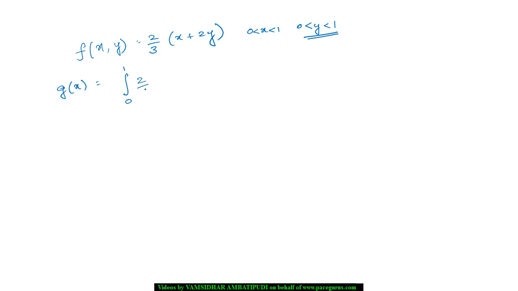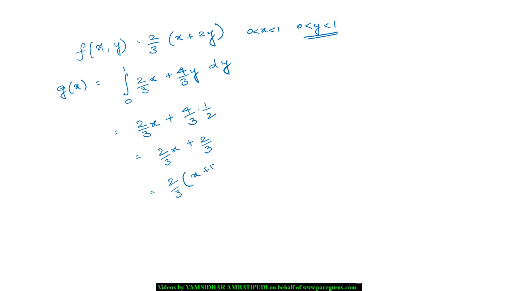2 by 3x plus 4 by 3y, and I'll integrate it only with respect to y. So it becomes 2 by 3x, y between 0 and 1 gives 1, and 4 by 3, y is y squared by 2, which is 1 by 2. So this works out as 2 by 3x plus 2 by 3. Right? So I could simplify it as 2 by 3 times x plus 1. This is the marginal density function of x.